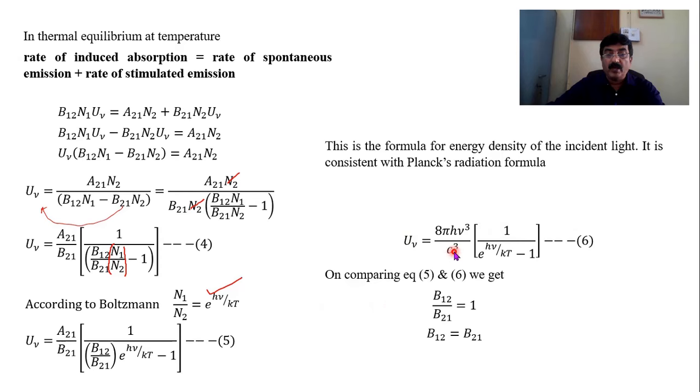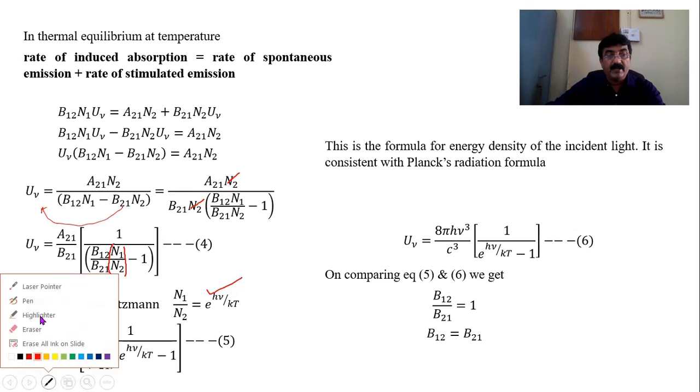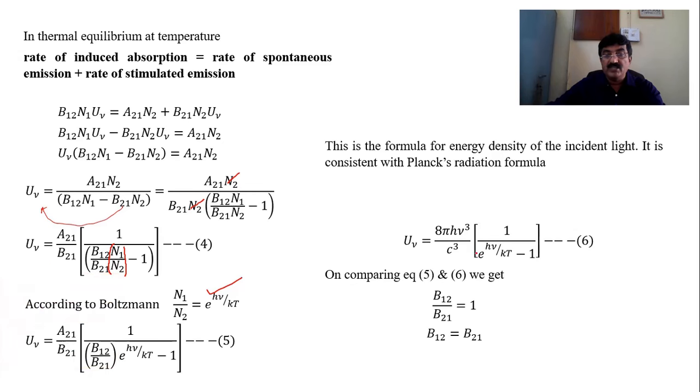If you go ahead like this, then you can write A21 by B21, but we need not worry about that because we have to focus only on B12 and B21. In place of B12 and B21, we have e to the power of h nu by kT. In the place of B12 and B21 there is nothing, that means here there is only the number 1. So here it is just 1. Therefore I have this equation.